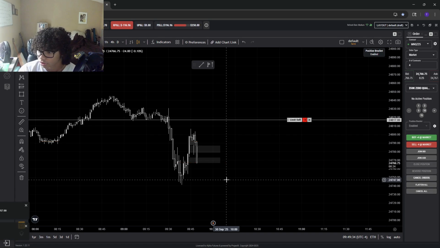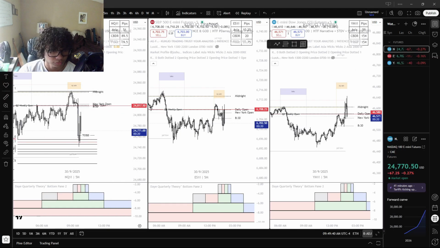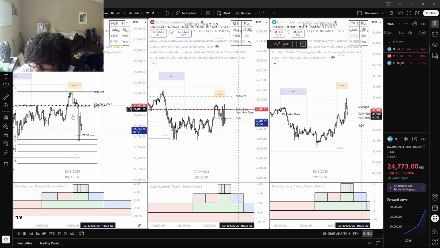Not looking good for us at all. I got stopped out, per usual. Alright, re-entered on that deep retracement. I didn't think that price would retrace that deep, but we're gonna see. Daily 817.